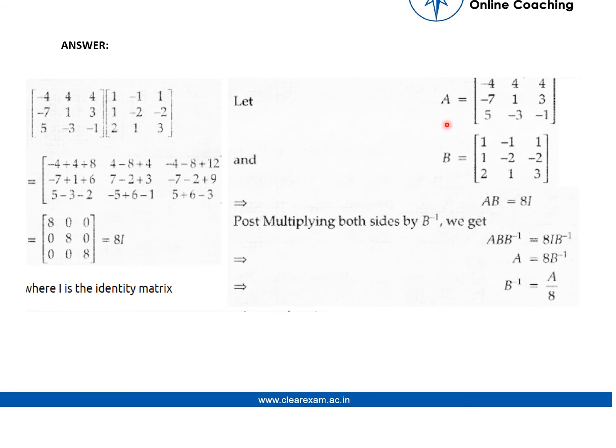Then we assume A as this matrix and B as this matrix. So the product of matrix A and matrix B is equal to 8I. We multiply both sides by B inverse to get A is equal to 8B inverse. So B inverse is equal to A by 8.